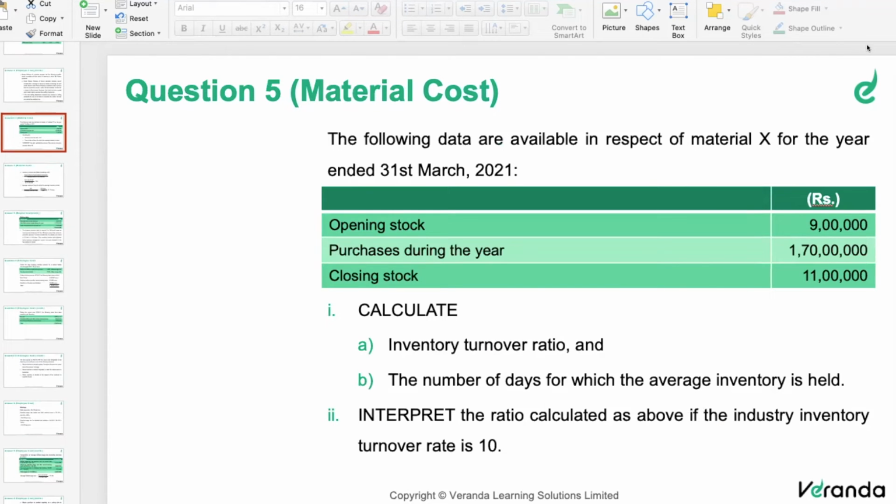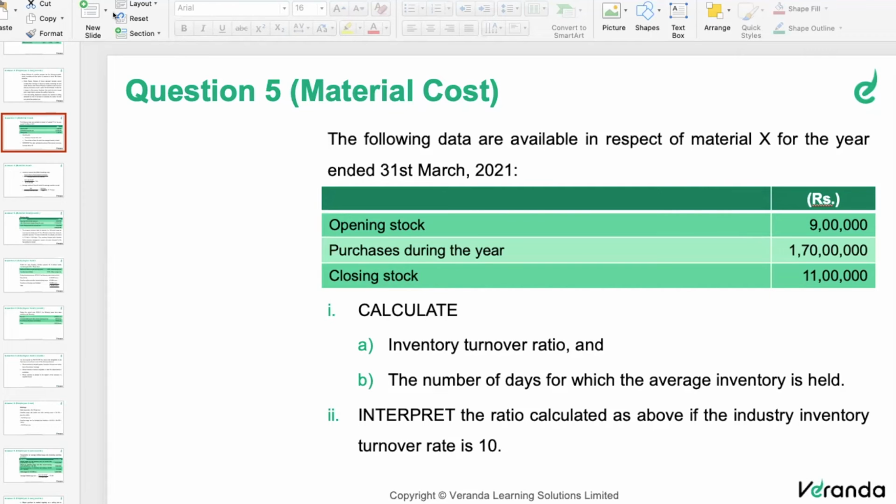Now, this particular question is also a very famous question. The following data are available in respect of raw material X for the year ended 31st March 2021. Opening stock 9 lakhs in rupees. Purchase during the period, 1 crore 70 lakhs. Closing stock 11 lakhs. So available data is very less. When compared to available data, the requirement may be big.